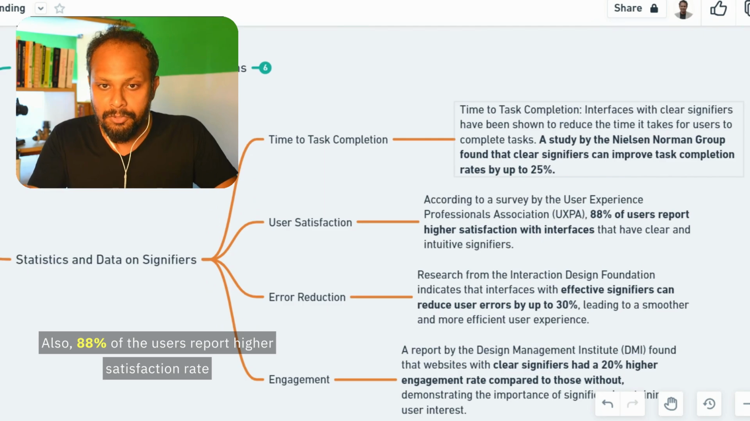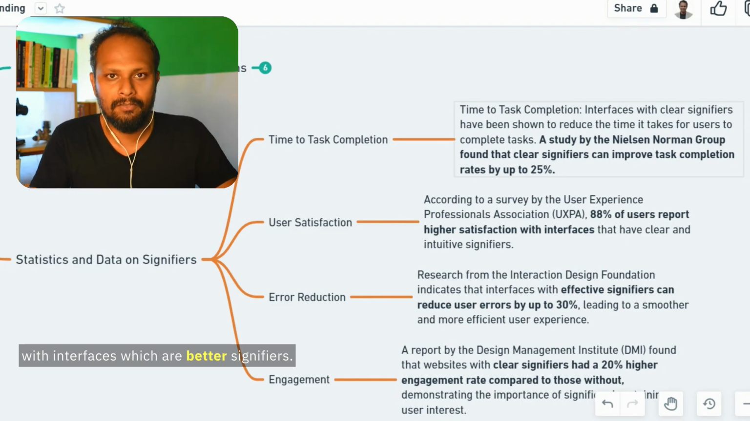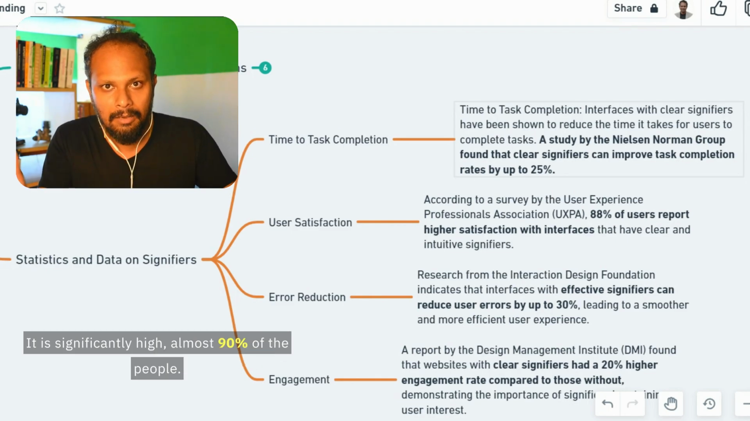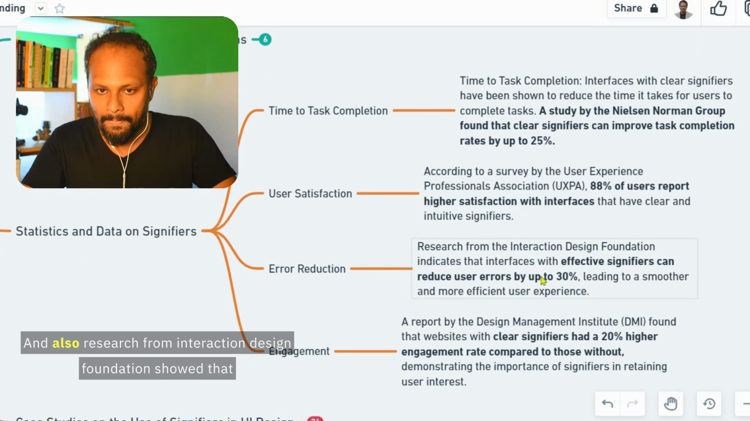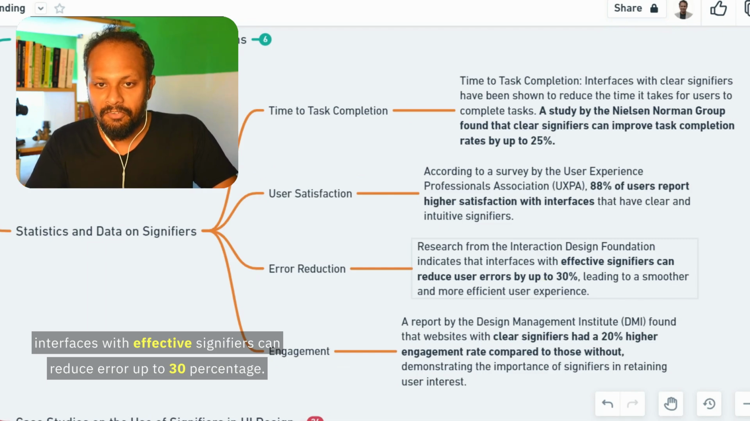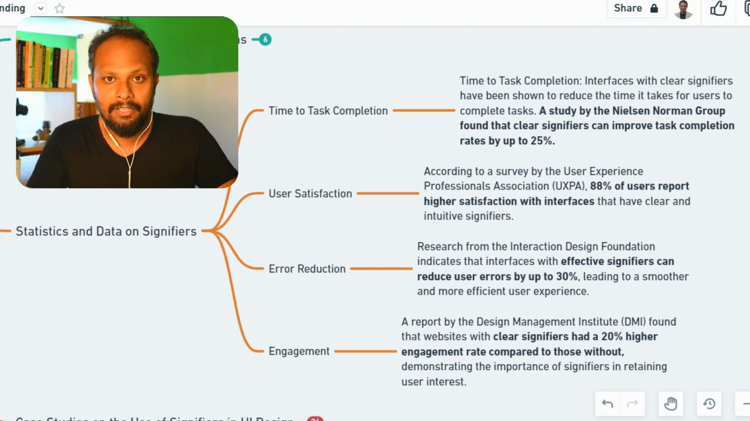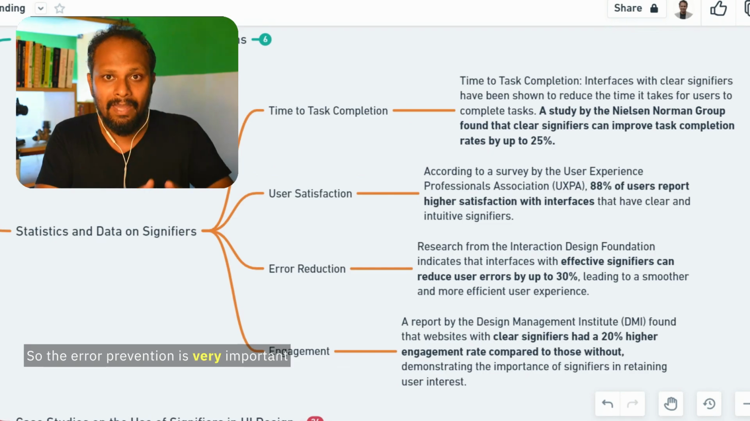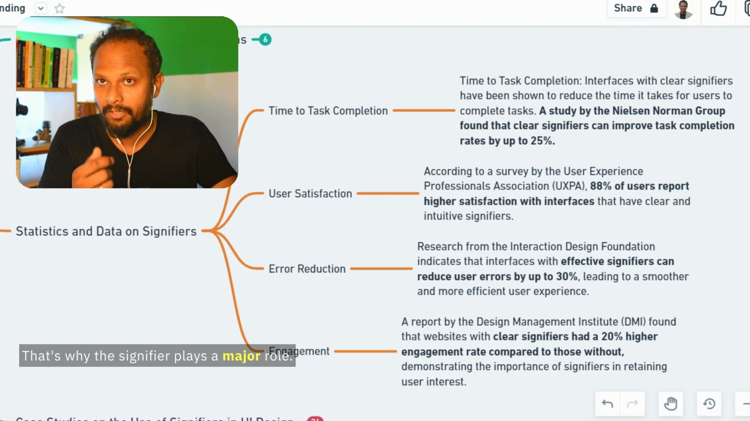Also, 88% of the users report a higher satisfaction rate with interfaces which are better signifiers. It is significantly high, almost 90% of the people. And also, research from Interaction Design Foundation showed that interfaces with effective signifiers can reduce errors by up to 30%. Let's say you're working in the medical or aeronautical industry, what happens if you make an error? A very big disaster and catastrophe happens. So error prevention is very important in highly critical fields. That's why the signifier plays a major role.